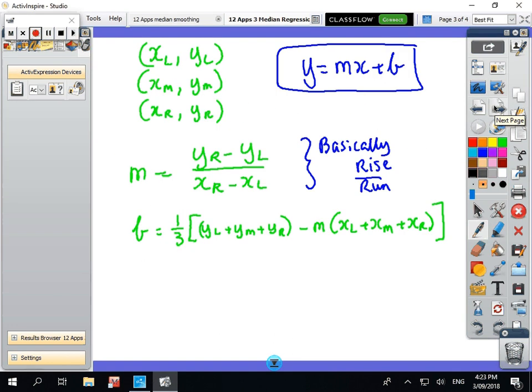Okay, so again, all straight lines are in the form y equals mx plus b. We've got these values from our regions, and the gradient will be the difference between the y values from the first and the last, over the difference between the x values from the first to the last. The b value will be this complicated formula, which you'll have in your cheat sheet, so you'll be fine. Okay, so copy that and come across when you're ready.